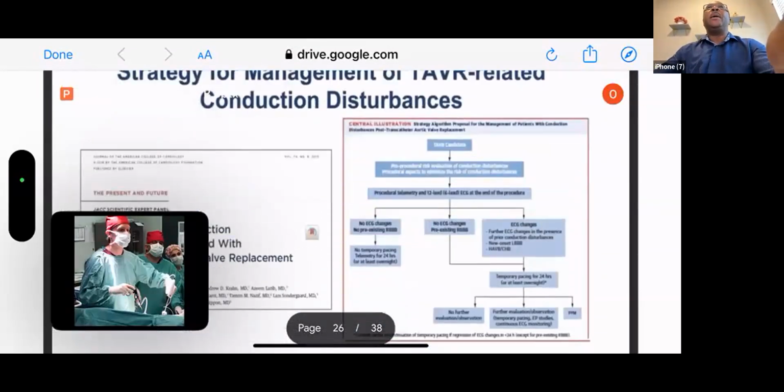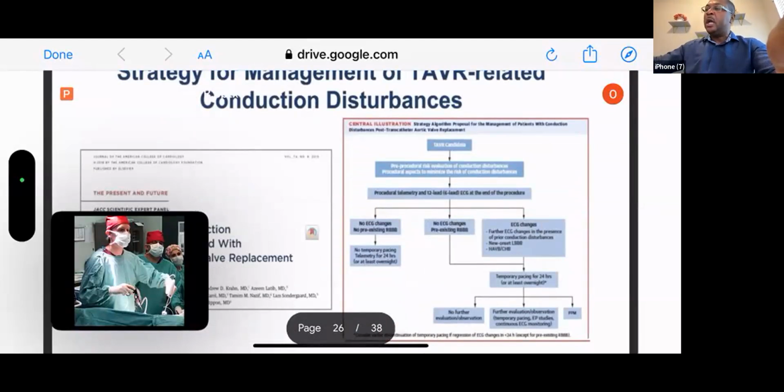Okay, so this is also part of their recommendation, like I talked about from the scientific expert panel. They looked at the ECGs and risk factors, and if there's no ECG changes, no pre-existing right bundle branch block, then you don't even need a permanent temporary pacemaker.